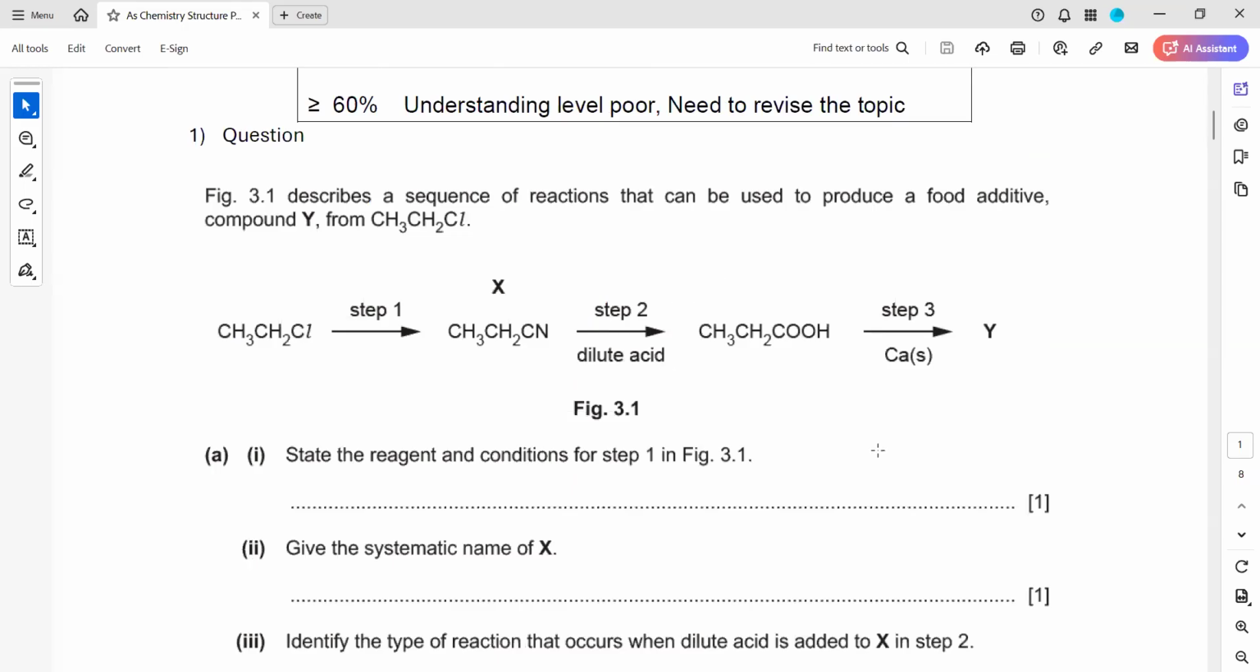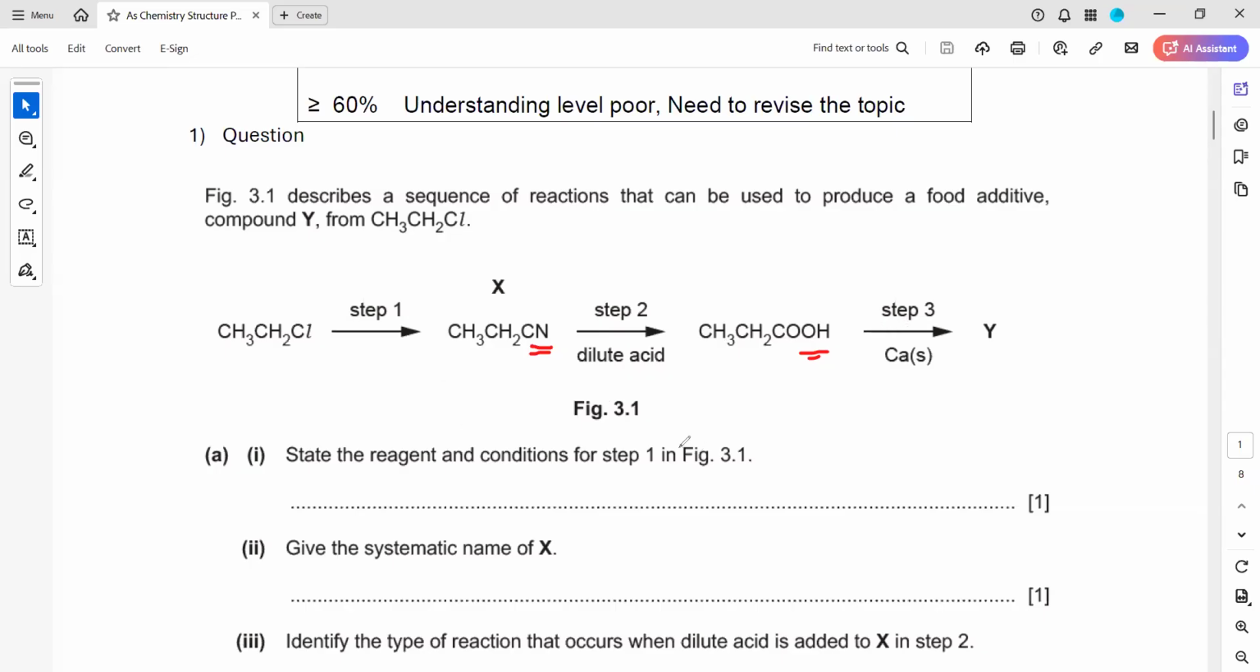Question 1, figure 3.1. Describe the sequence of reactions that can be used to produce a food additive compound Y from CH3CH2Cl. So step 1, it is converted into a nitrile group. When CN is attached, we call it a nitrile group. Then the nitrile group is converted into a carboxylic acid. We call it hydrolysis when we use water as a reactant. The first reaction is a substitution reaction. The second is a hydrolysis.